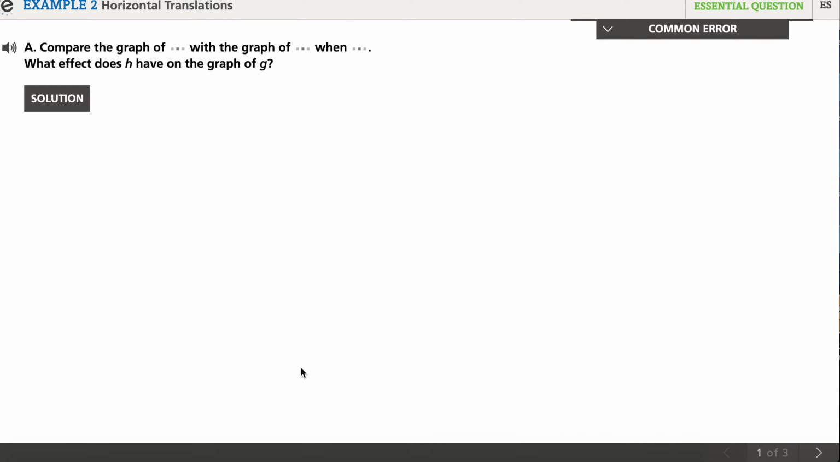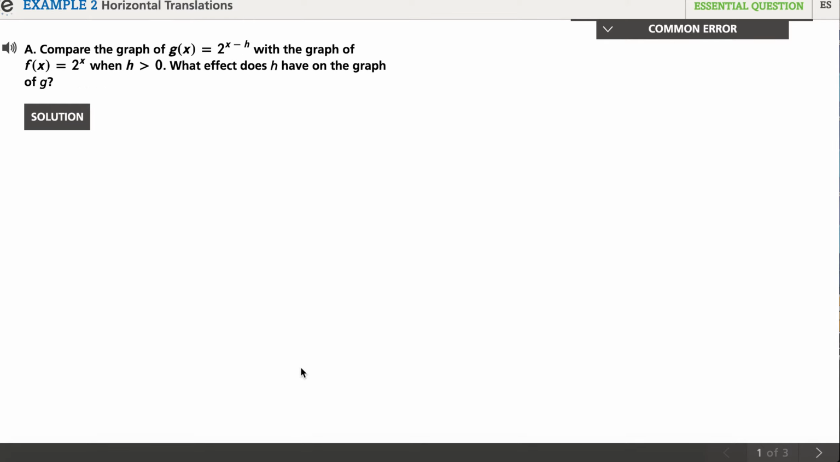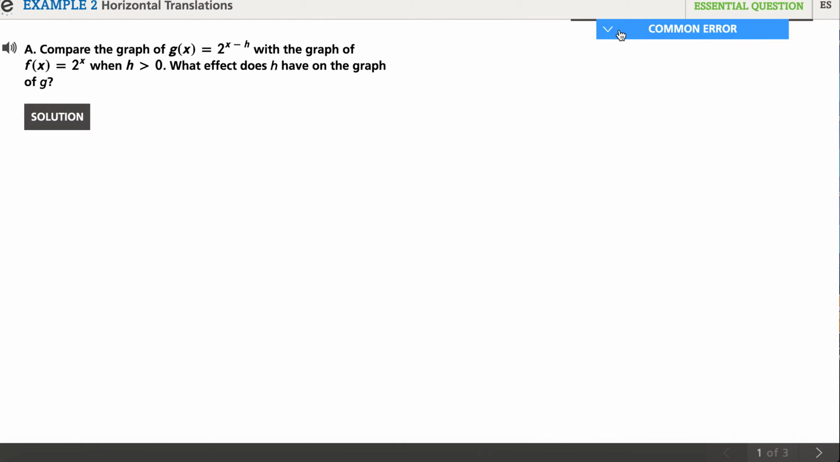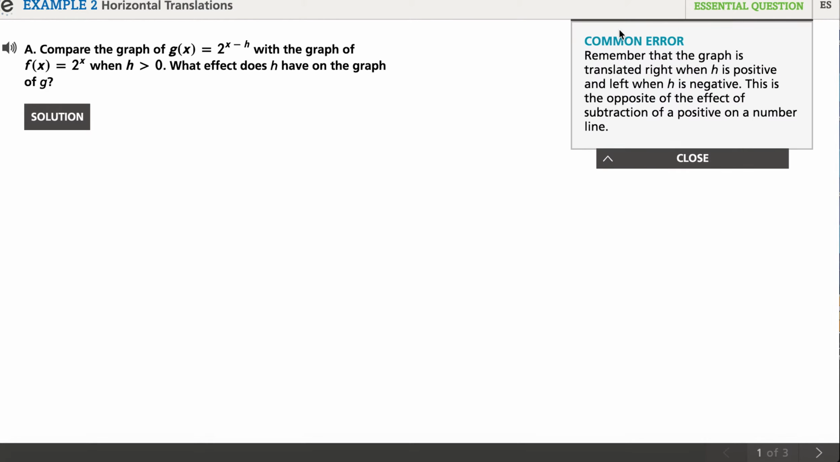Okay, let's see horizontal translation. We saw the vertical translation. Let's see the horizontal translation now. For the horizontal translation, again, the essential question: how do changes in an exponential function relate to translation of its graph? And common errors again. Remember that the graph is translated right when h is positive, and left when h is negative. This is the opposite of the effect of subtraction of a positive number on a number line.